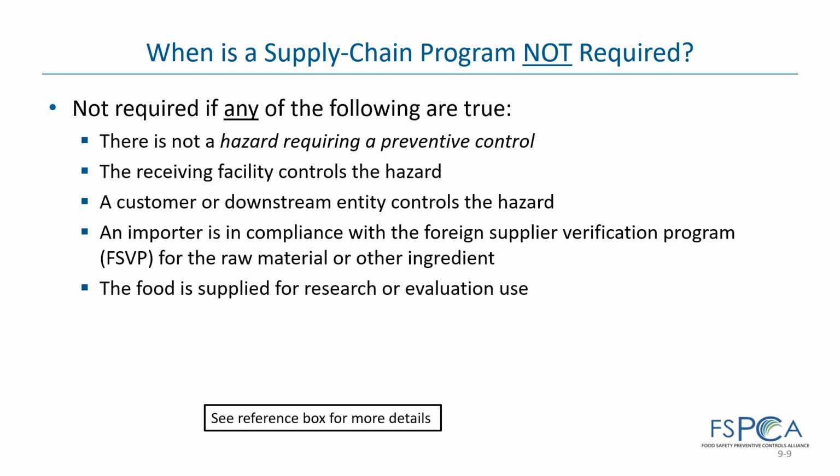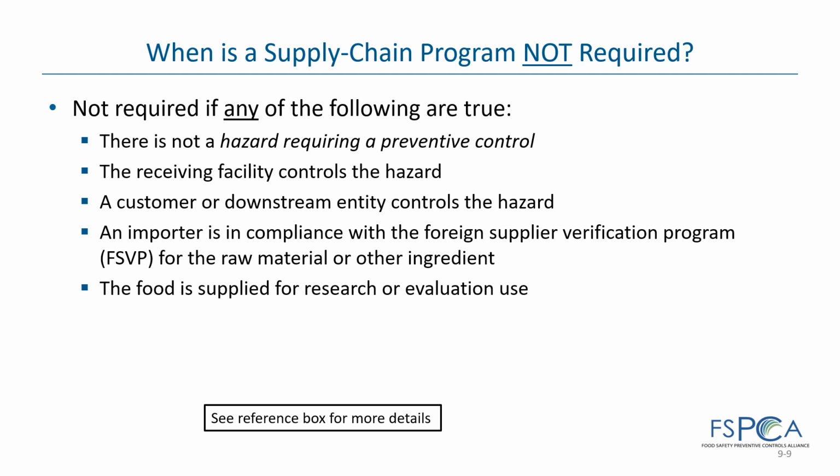So we're going to run through some scenarios that try to emphasize how complicated this can get really quickly. You also don't need to implement a supply chain applied control if a customer or downstream entity controls the hazard for you. Okay, so that was a caveat that was built into another part of the regulation.